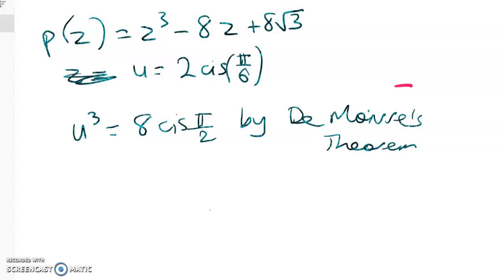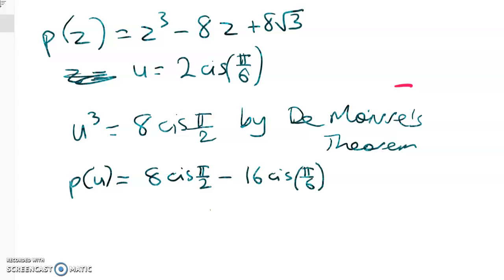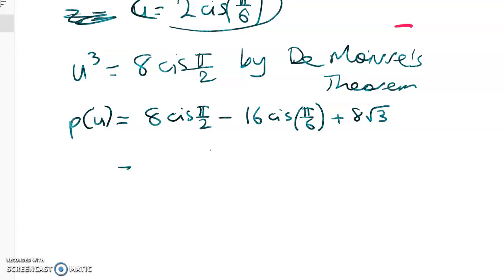And what about 8z? So now we're ready to put it in. Evaluating the polynomial at u, we get 8 cis pi on 2 minus, what was u? 16 cis pi on 6. Right, just substituting in that, plus 8 root 3. So what's 8 cis pi on 2? Well, that's 8i minus 16.